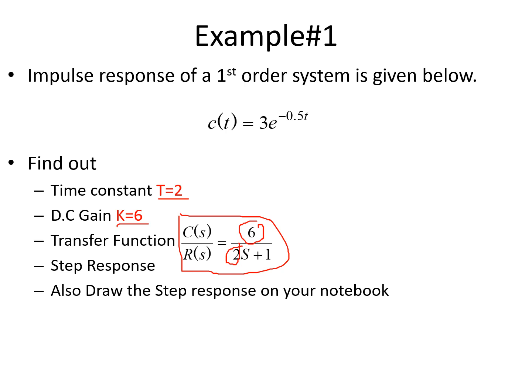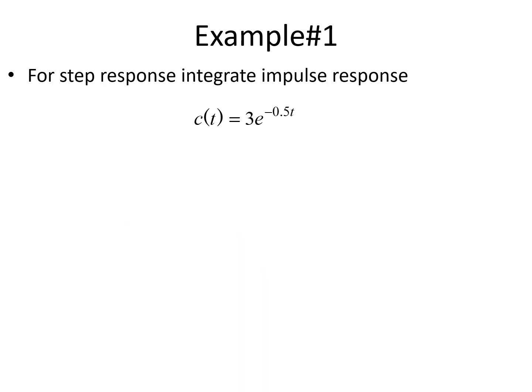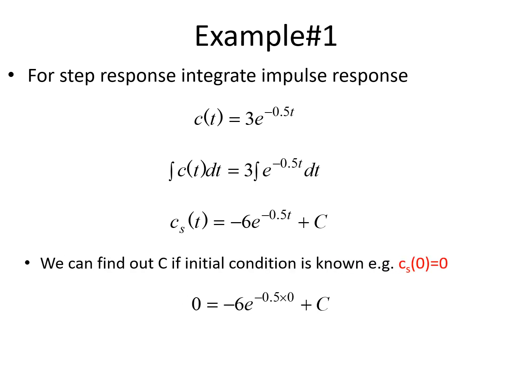Now the next step is you need to find out the step response. That means you have to take R of S as equal to U of S and then you have to find out the step response and draw the step response for the system. Now C of t, you know, so I am taking the integral of C of t, which is giving me the value as equal to this.